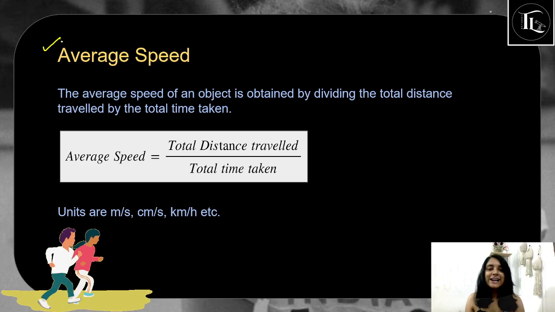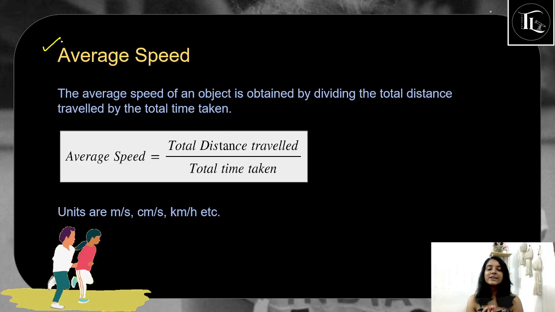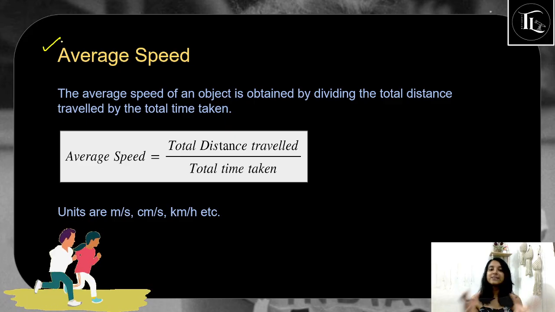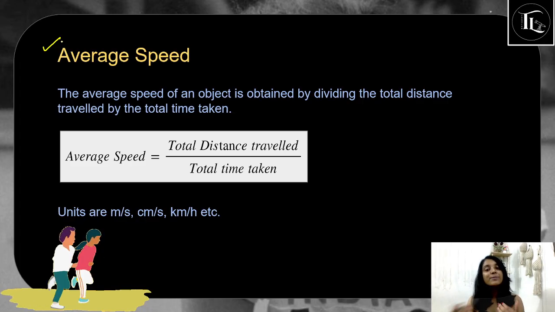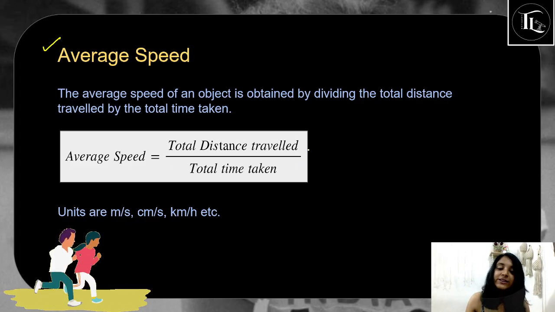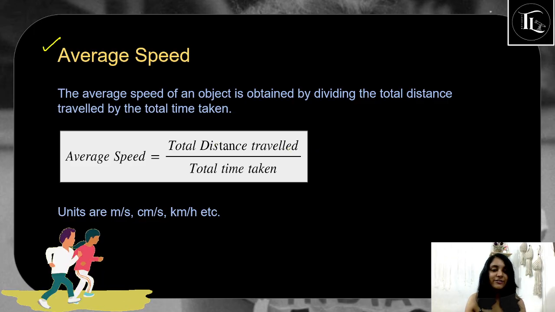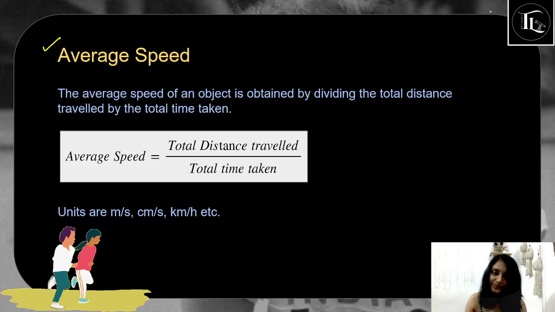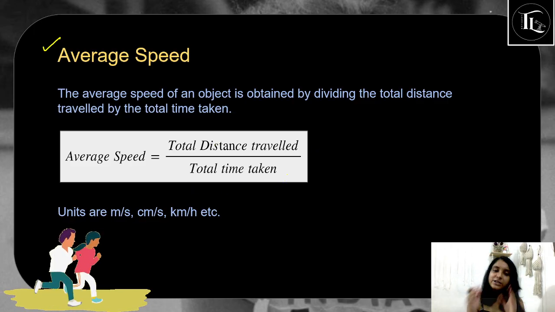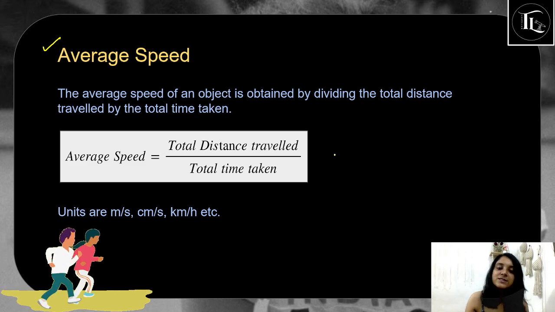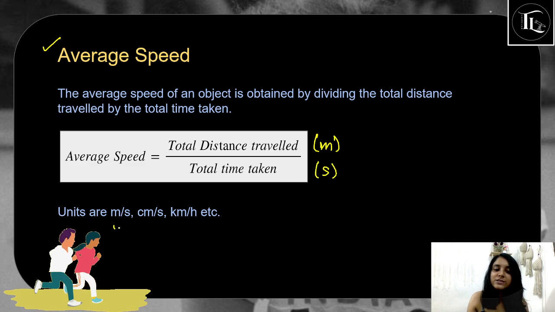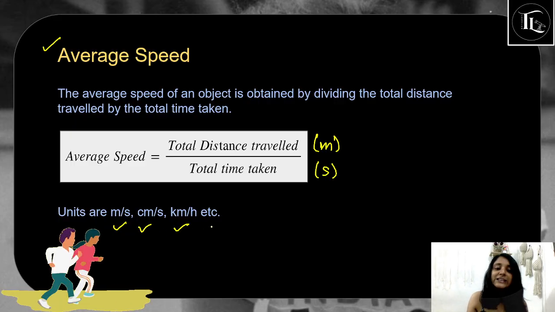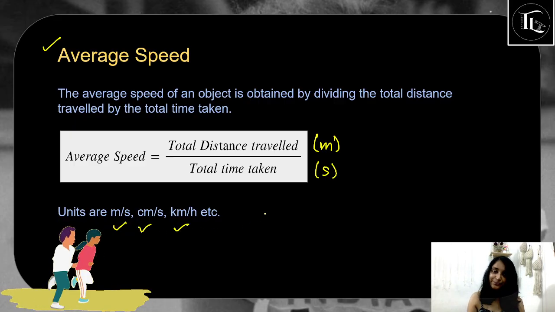Let us now understand average speed. So we have seen that distance is there and we are taking less time or more time. So the speed is inversely proportional to it. That means average speed is total distance traveled divided by total time taken. How much distance we are able to travel in a particular time period tells us about the speed. Distance is measured in meters, time is measured in seconds. So the units are meter per second, centimeter per second, kilometers per hour, etc.